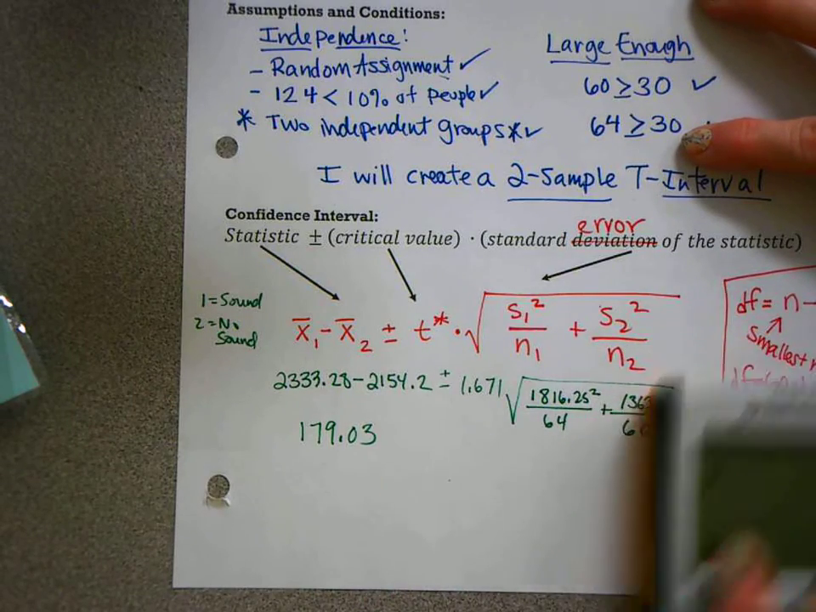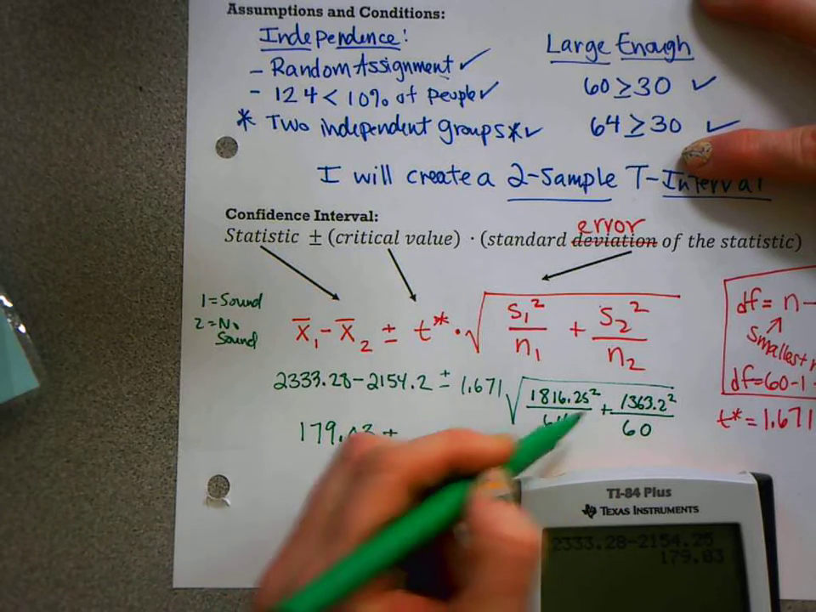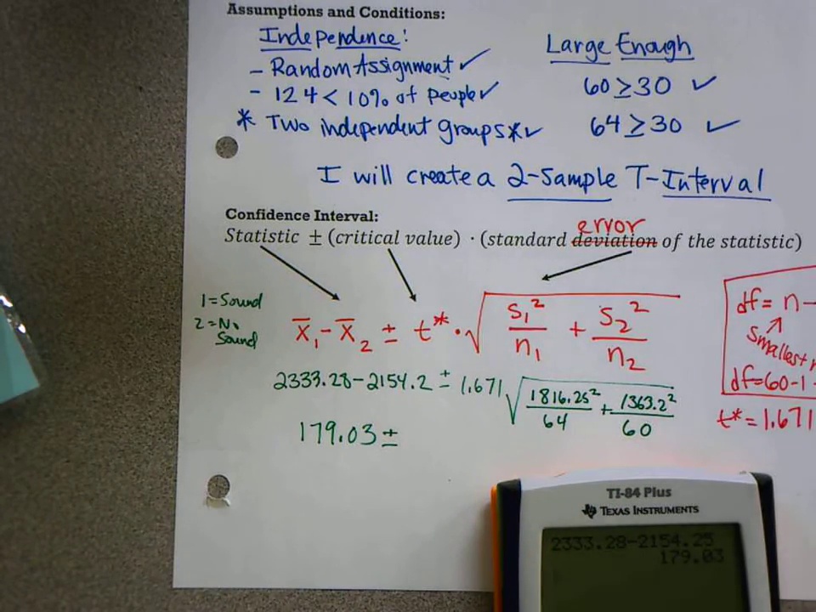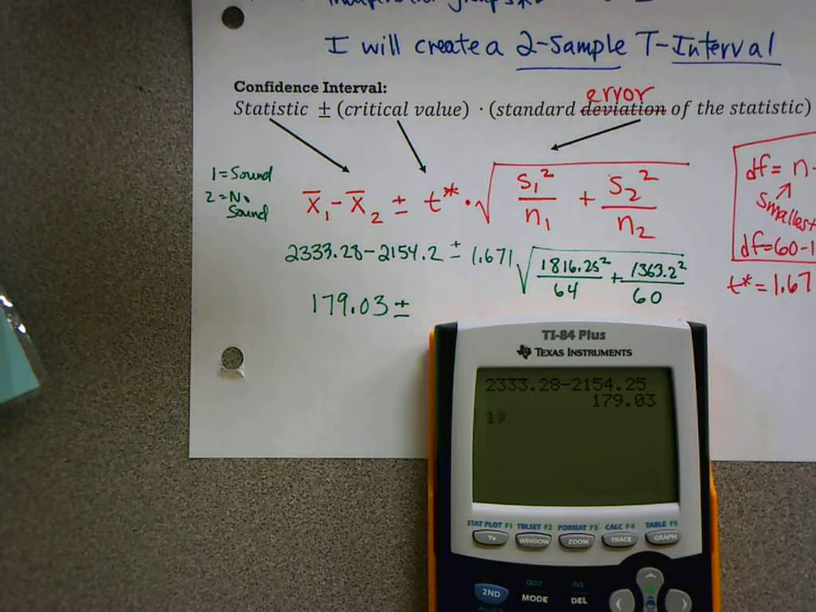So as we've talked about in the past, if you do this whole thing, it's margin of error. If you just do the square root, that's standard error. I'm going to do the whole thing. 1.671 times the square root of 1816.25 squared over 64. So I'm just typing straight across everything I see, plus 1363.2 squared divided by 60. And we press enter. We say plus or minus 480 points.